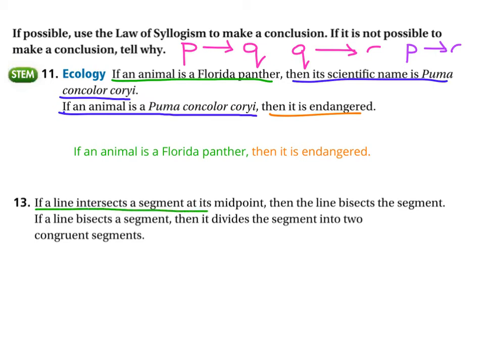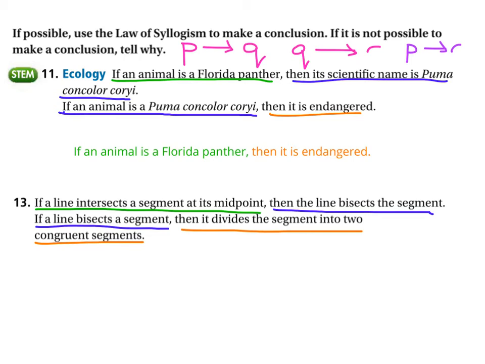If a line intersects a segment at its midpoint, that's the hypothesis of one, then the line bisects the segment. And if a line bisects a segment, good sign, because we have the conclusion of this one, a line bisects the segment, as the hypothesis of this one. If a line bisects a segment, then it divides the segment into two congruent segments. So if a line intersects a segment at the midpoint, that by definition is bisecting it, then the line bisects the segment. And if the line bisects the segment, it's dividing the segment into two congruent segments.